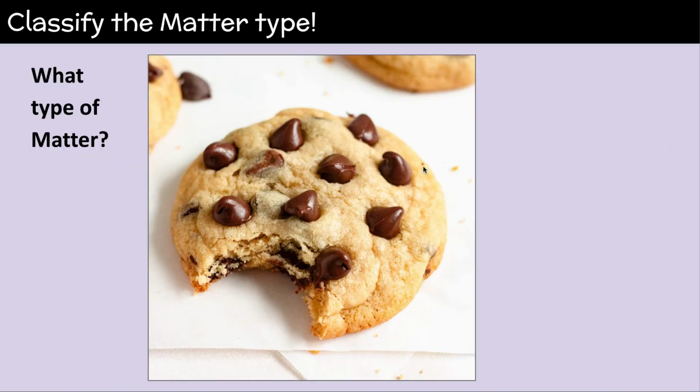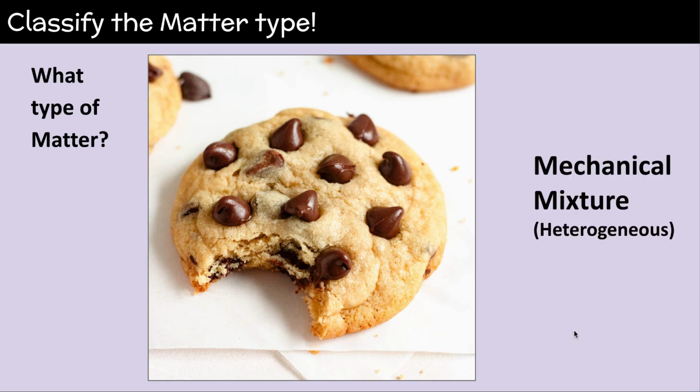So let's classify the matter type. So if I see this chocolate chip cookie, which type of matter? And think of either element, compound, solution, or mechanical mixture. Stop the video, take a guess, and then resume the video to hear your answer. Okay, so this chocolate chip cookie, because we can see different parts of it, this would be called a mechanical mixture or a heterogeneous mixture.